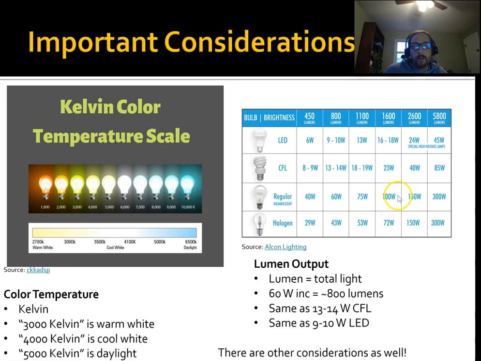In order to get the same amount of light as a 100 watt light bulb, which is measured in lumens, you can use a 16 to 18 watt LED. So this is why LEDs are so great. You get the same output for much less input. So the luminous efficacy, as you can imagine, would be about 5 times as high as an incandescent. And there are a lot of other considerations as well, but this is just a basic introduction.